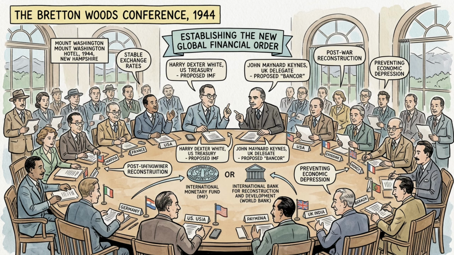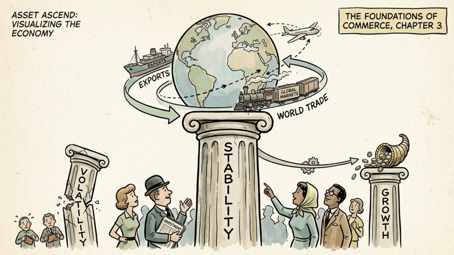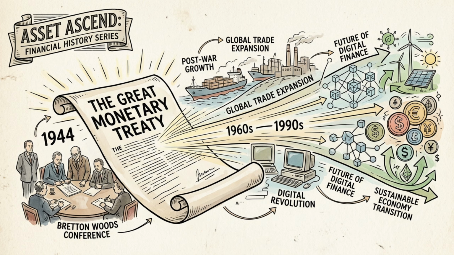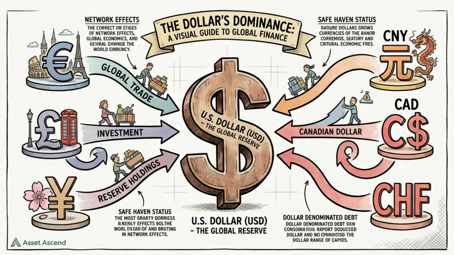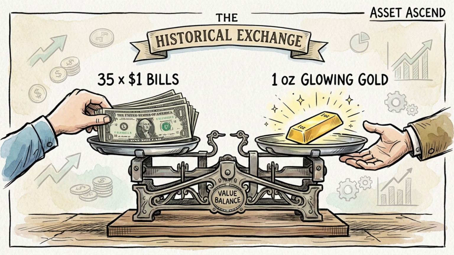In 1944, representatives from 44 countries gathered at Bretton Woods. The world needed a new financial system. Something stable, something predictable, something that could rebuild global trade. The agreement they reached would shape the next century. Currencies would be linked to the US dollar, and the dollar would be linked to gold. $35 could be exchanged for 1 ounce of gold.